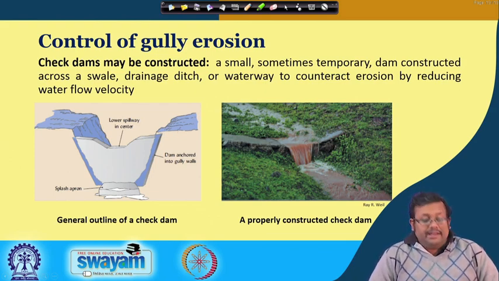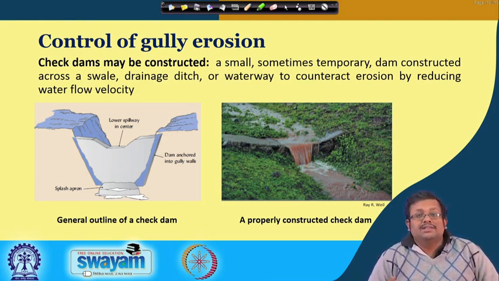So how do we control gully erosion? One way of controlling gully erosion is check dams. A check dam is a small, sometimes temporary dam constructed across swales, drainage ditches or waterways to counteract erosion by reducing the water flow velocity.